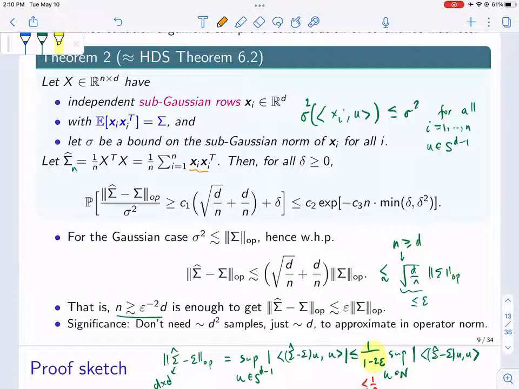And then if I want this to be less than epsilon, which will be a form of concentration, then I'll need n bigger than or equal to epsilon to the negative 2 times d. So roughly speaking, you need of the order of d observations to estimate this within a given approximation error. And this is quite interesting because naively you would think maybe d squared is necessary, but that's not the case.